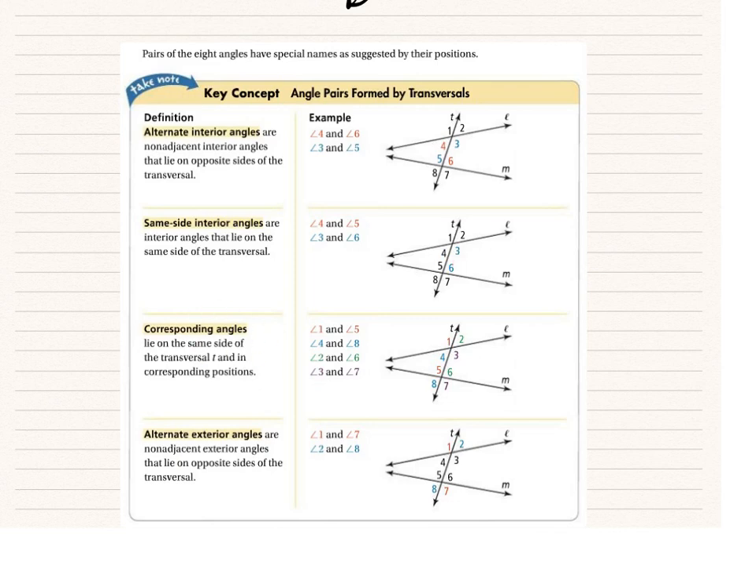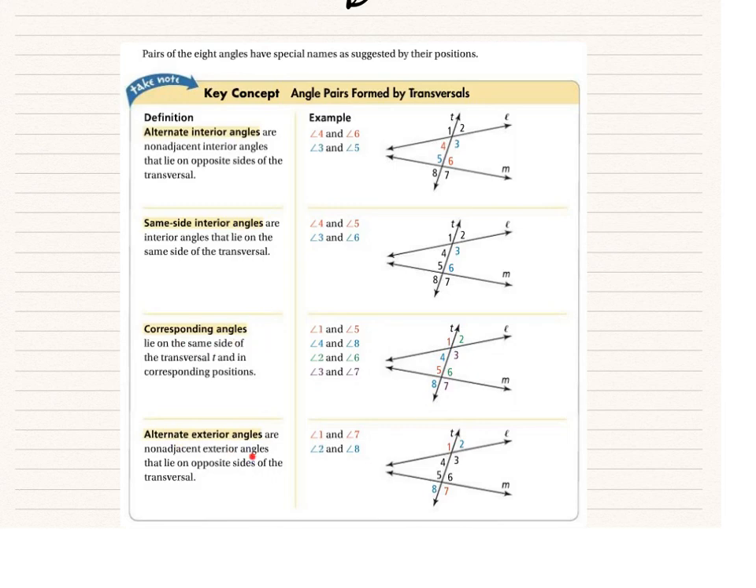Corresponding angles are basically on the same side of the transversal, but they're in corresponding positions. So like 1 and 5, see, they're both top left. 2 and 6 are both top right. 3 and 7 are both bottom right. And then 4 and 8 are both bottom left. So corresponding positions, but they're always on the same side as the transversal. You just don't see the words same side.